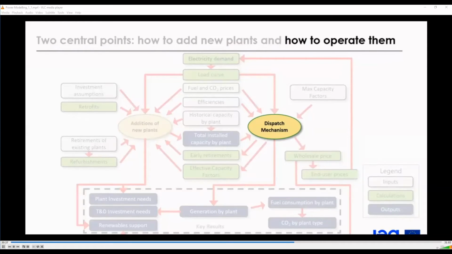We have several dispatch mechanisms available when we model how plants operate. This is really aiming at determining which plants, which technology, will generate at which point in time within the hour, within the year, given a number of constraints such as the availability and flexibility, the technical constraints of each plant type.